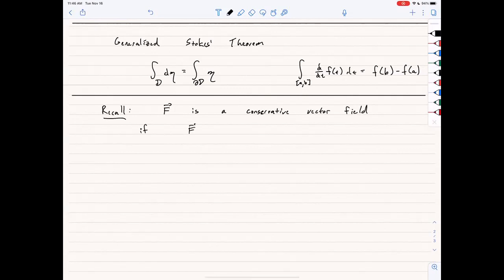If F is equal to the gradient of some scalar function V, or some scalar function V.